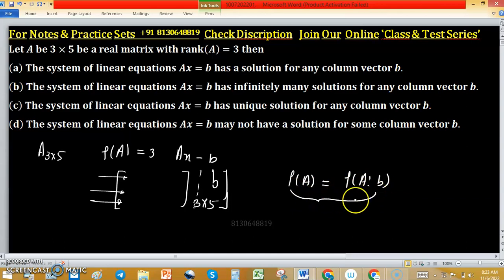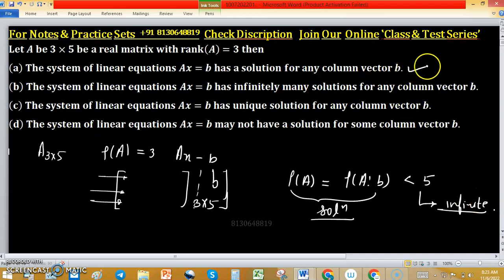That's why a solution exists, meaning the system is consistent, and the rank is less than 5, the number of variables. That's why there are infinitely many solutions for each B. Option A is true. The system of equations Ax equals B has infinitely many solutions for any column vector B.